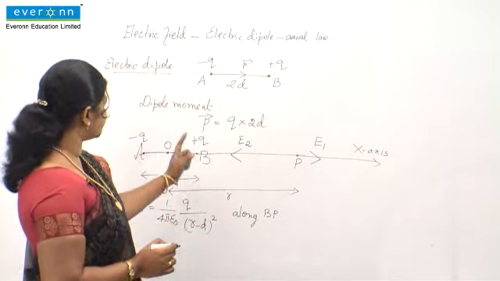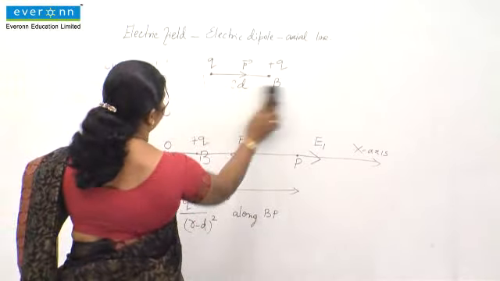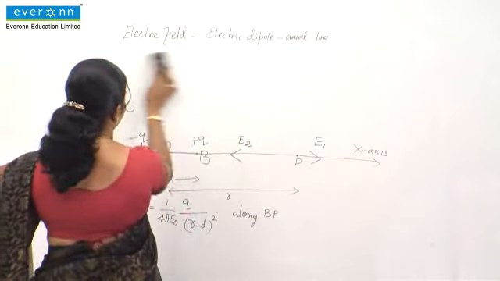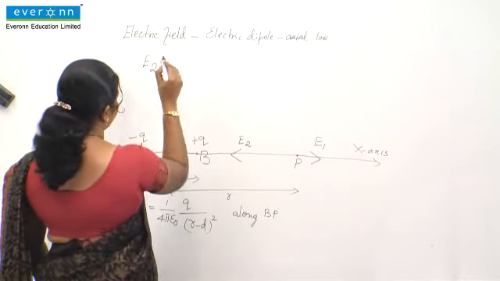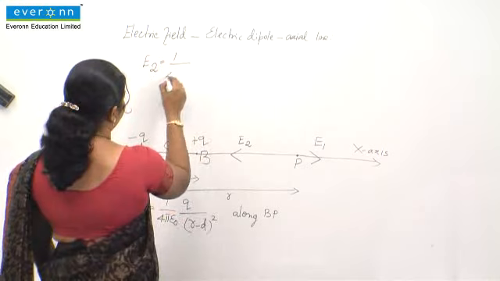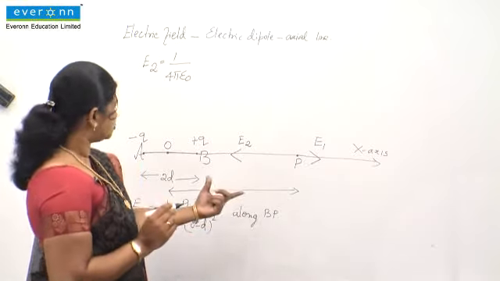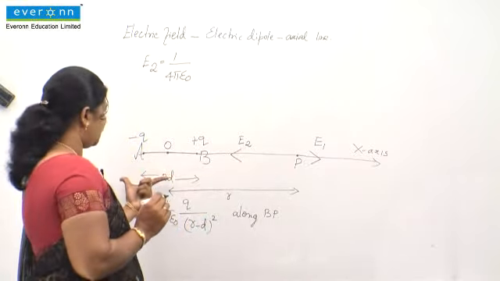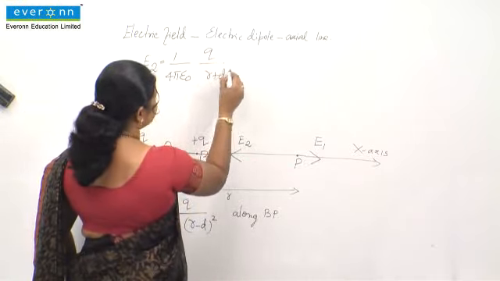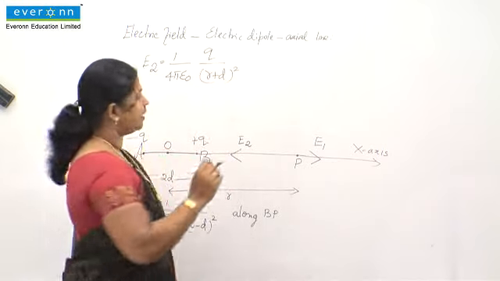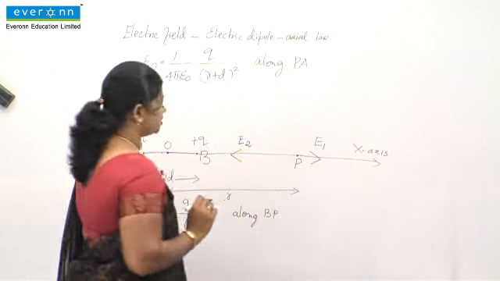Similarly, we can calculate for the charge minus q. E2 will be equal to, again, 1 by 4 pi epsilon naught, along the direction PA. Here the distance is OP plus OA, so it is r plus d. So, q by r plus d the whole square, and the direction will be along PA. This is E2 for the charge minus q.